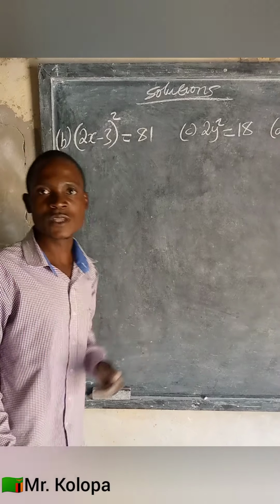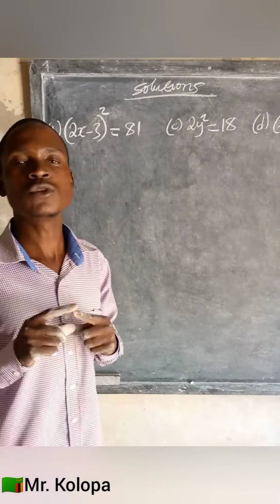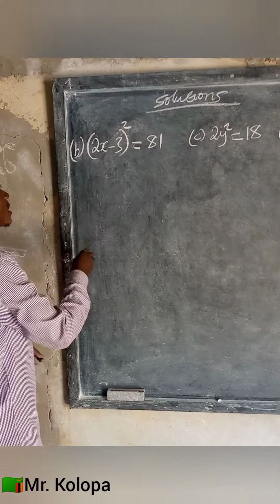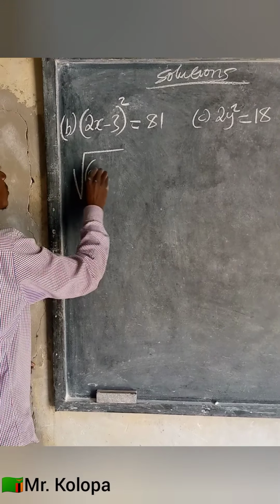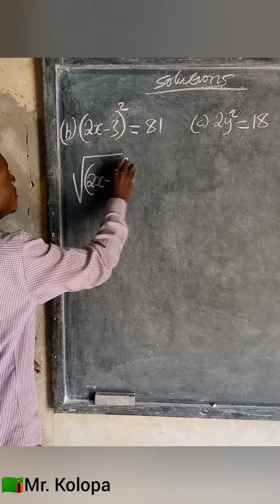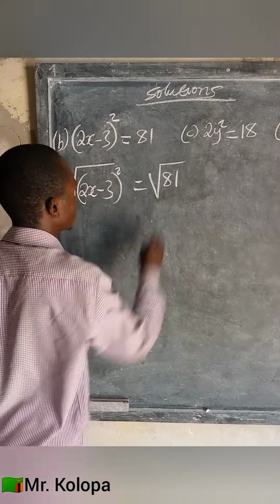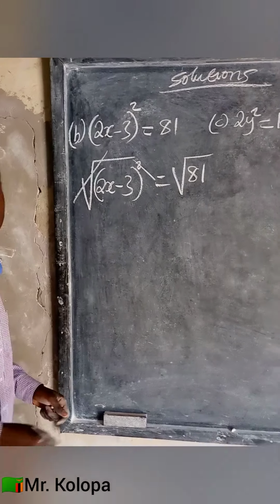We are just going to do the same as we did on number A. We are going to introduce the square roots both sides. So in this case, I'm going to have the square root of (2x - 3) squared and also the square root of 81. So this square and the square root will cancel themselves.